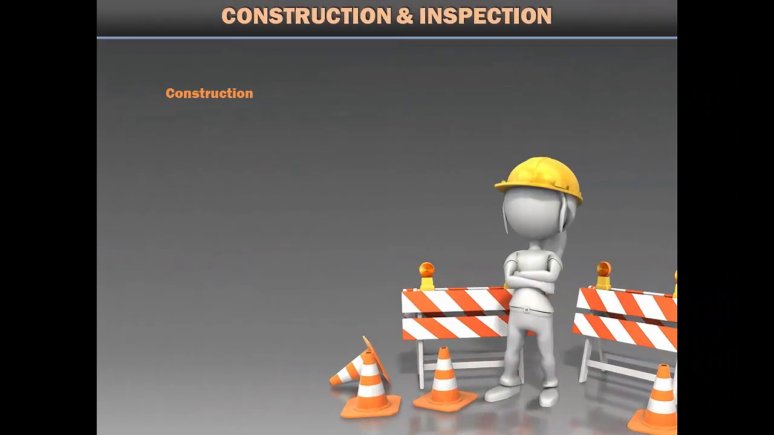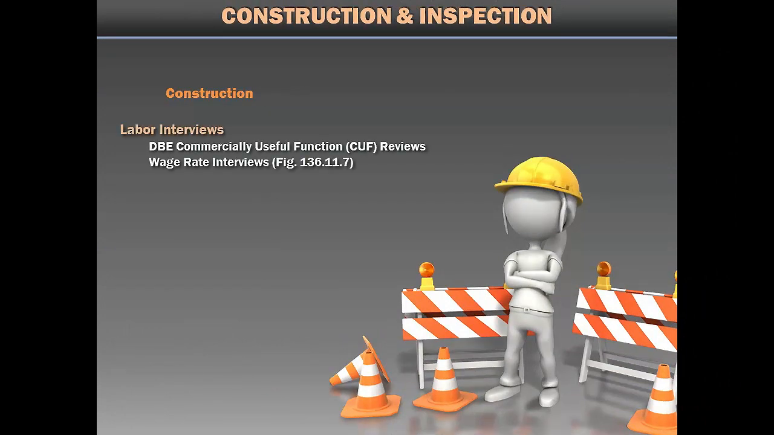During the construction of your project, you'll need to complete a couple of different types of labor interviews. One of them is a DBE CUF review. When a disadvantaged business enterprise, or DBE, company is working on your project, a commercially useful function, or CUF, review needs to be completed. DBE companies are certified to be able to perform specific types of work. This review simply documents that the DBE company is actually performing the work they were contracted to do. Nothing more, less, or different.